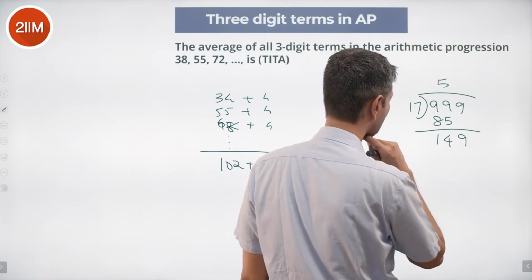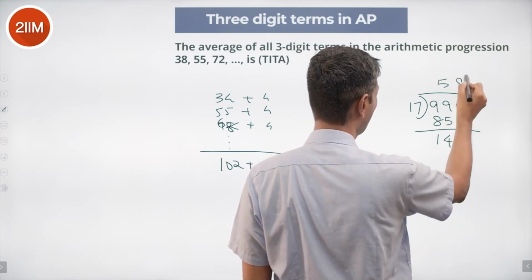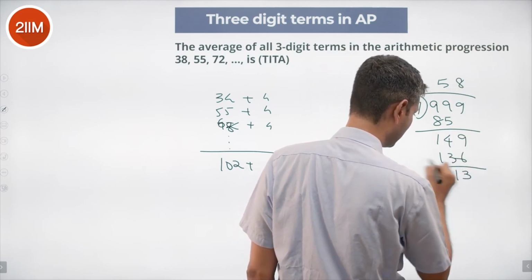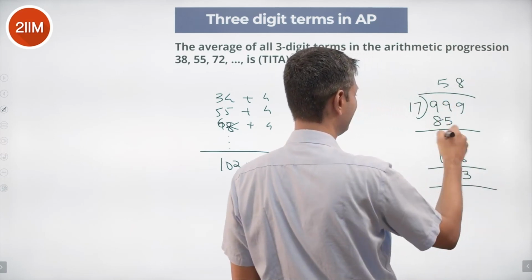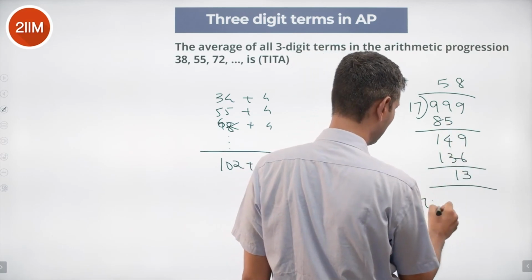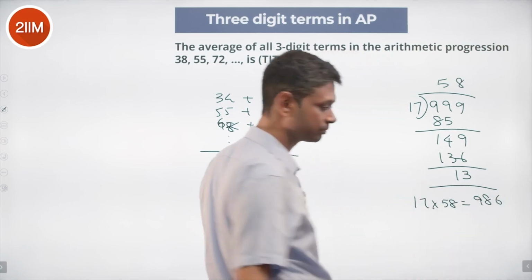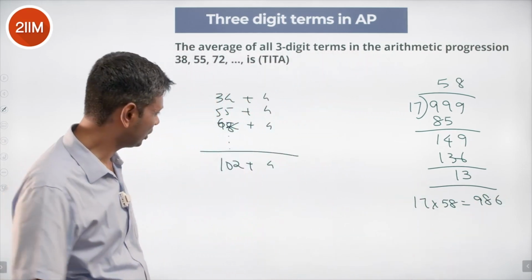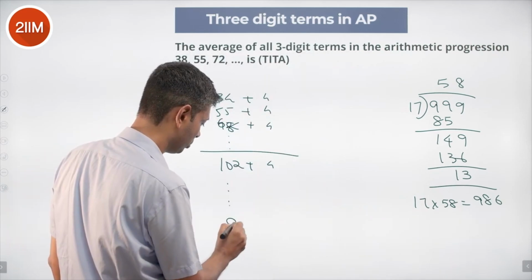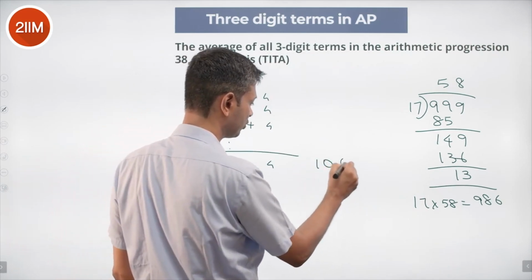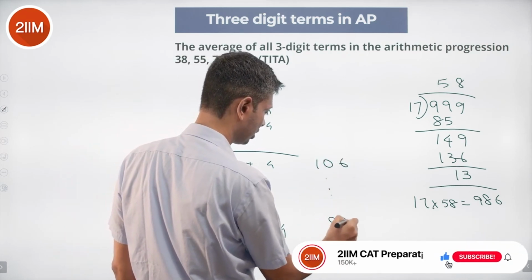149. Can it go 9 times? No, it cannot. It will go 8 times, 136. Remaining is 13. So that is 17 into 58 is 986. We've got that much. So the last term here is going to be 986 plus 4. The first term is 106. The last term is 990.